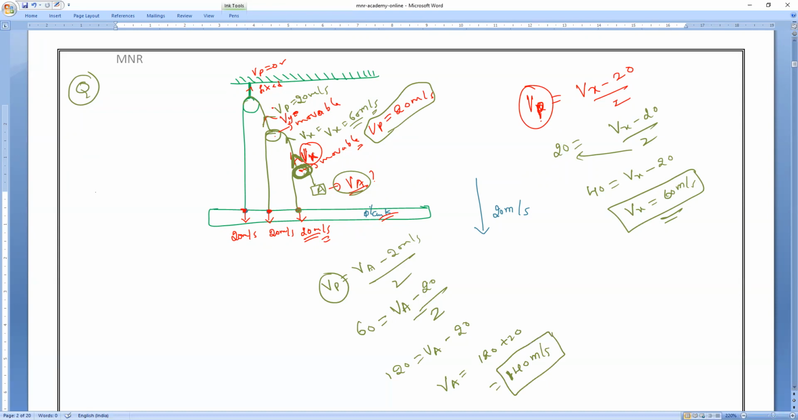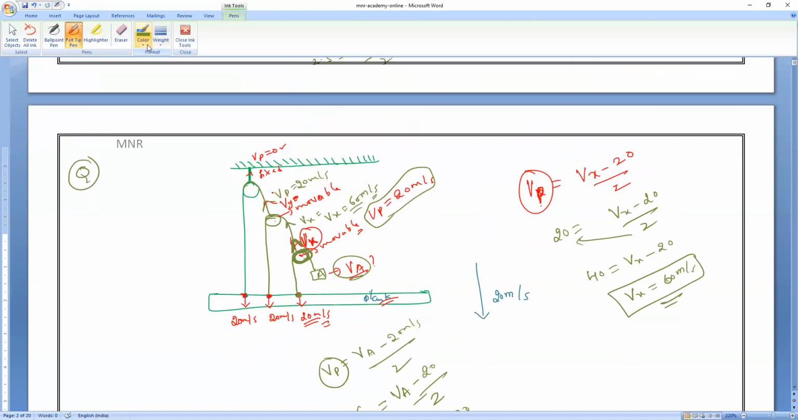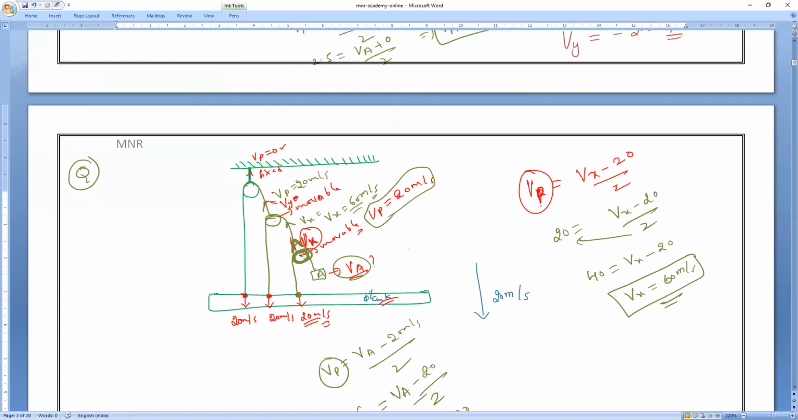Okay. So once again, I will explain this question. All of you observe very carefully. There are in total how many movable pulleys, everybody? 2 movable pulleys and 1 fixed pulley. Am I right or wrong? So I mentioned here the velocity of this pulley, that is what I already gave: Vy is equal to Vp is equal to 20 meter per second. Now we have to calculate Va.